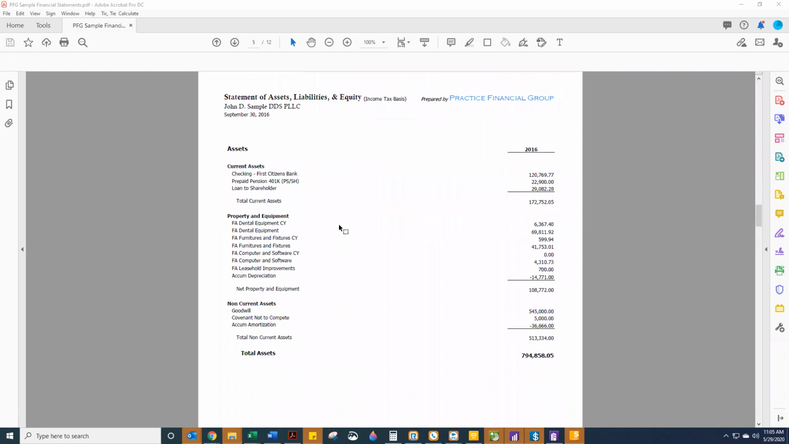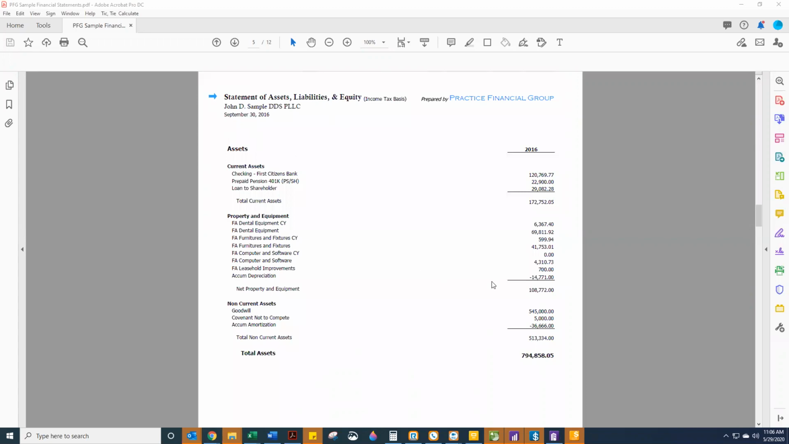Next is the balance sheet. Okay, again, different ways to call it. Statement of assets, liabilities, and equity. A balance sheet is the more common term. Not necessarily something that we want you to look at each month. Just know that it's here.